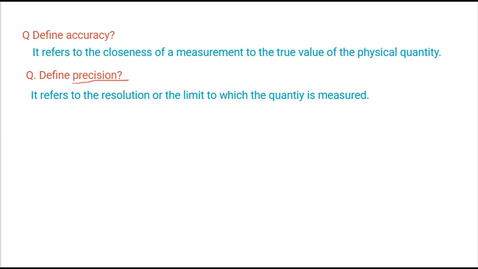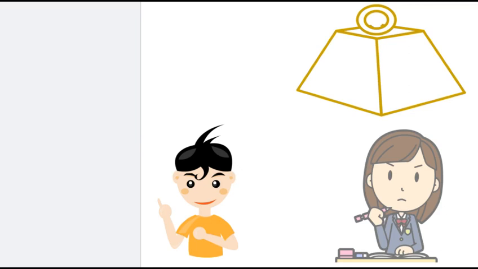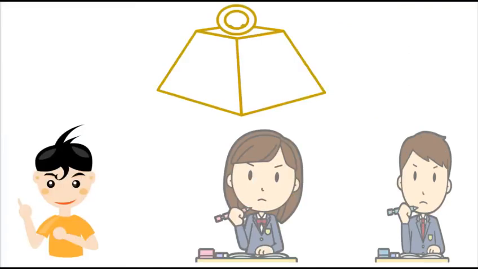Next is your precision. Precision means the resolution or the limit up to which the quantity can be measured. So to get a better picture, let's take an example. Suppose you are given a mass. Now this mass weighs exactly 0.52 grams. Fine. Now suppose I ask 3 students to measure this weight. This is my student A, student B and my student C.